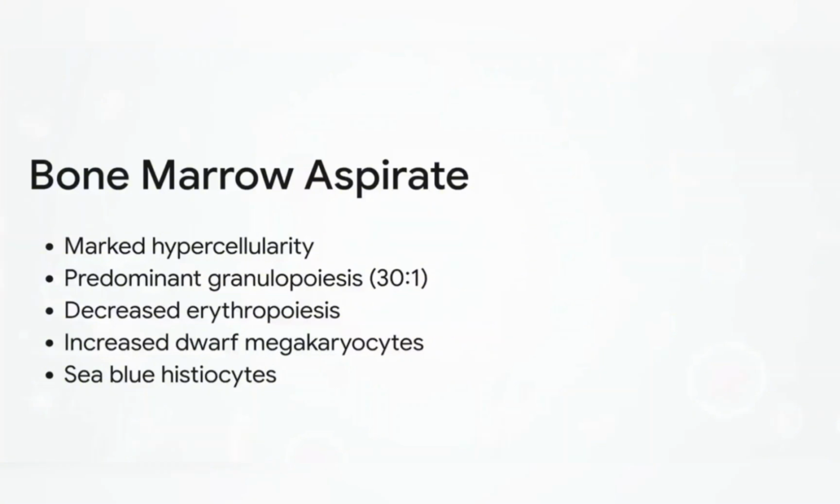Normally, the ratio of myeloid to erythroid cells is around 3:1 or maybe 4:1. But here, the predominant granulopoiesis pushes that ratio to an absolutely insane 30:1. Erythropoiesis is naturally decreased. Now pay close attention to these next 2 points, because these are absolutely crucial buzzwords you must memorize for your clinical vignettes. You will see increased dwarf megakaryocytes and the presence of sea-blue histiocytes, which are also known as pseudo-Gaucher cells.